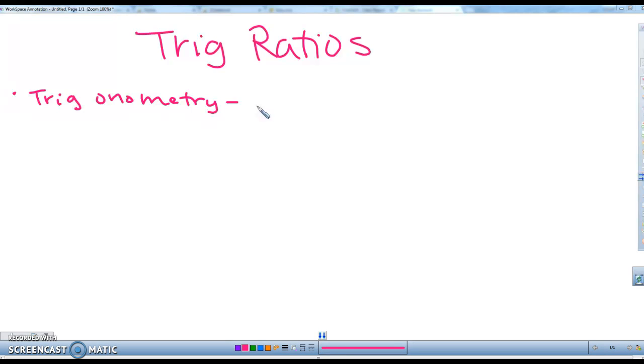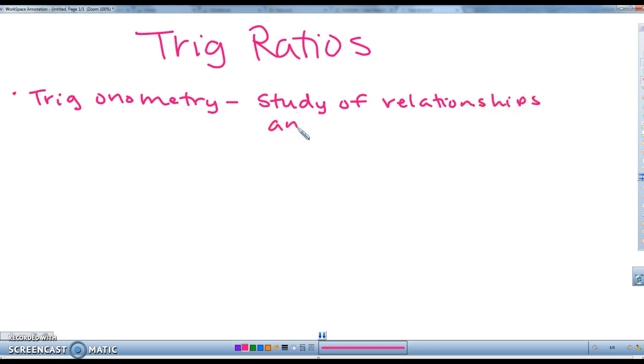Okay, so today we're going to talk about trig ratios. The first thing we want to talk about is trigonometry, which is a whole field of mathematics, but we're just going to cover a piece of it today. And trigonometry is the study of relationships among the angles and sides of triangles.